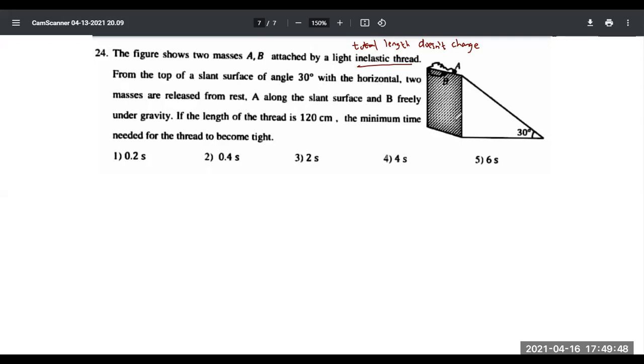Right. So let me draw this diagram again from the side. Let's observe it from the side. That way it will be easier for us. I'll draw a bigger diagram. The angle is 30.